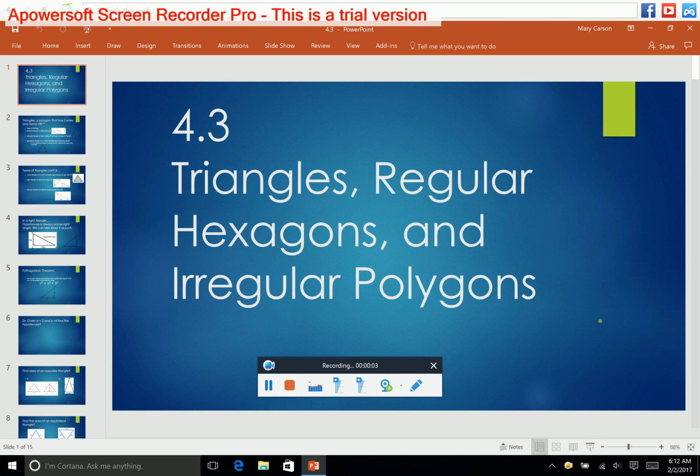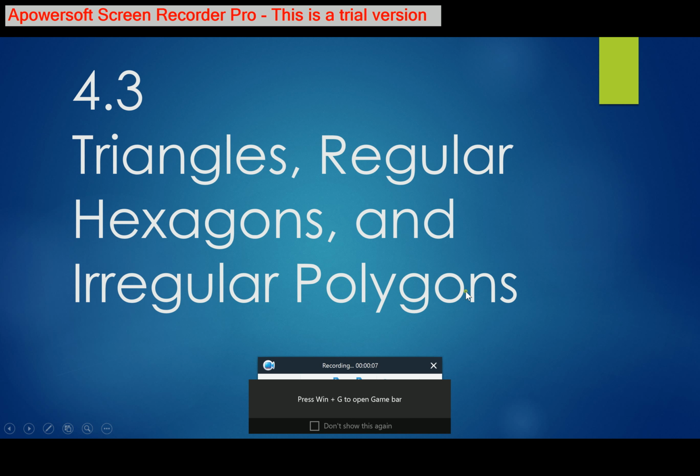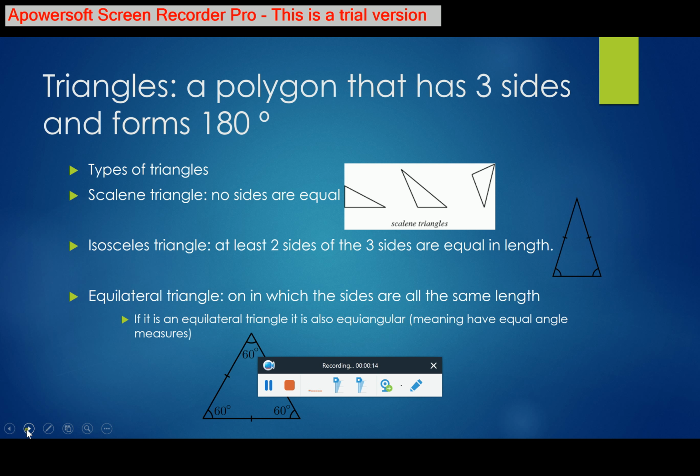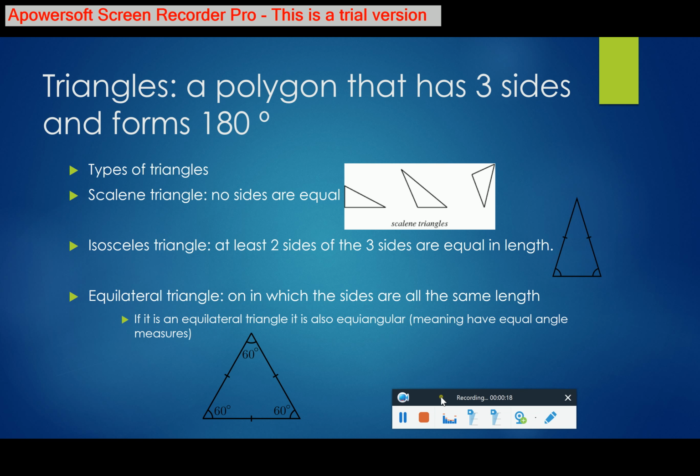Okay, so I wanted to go over some things on 4.3, which is on triangles, regular hexagons, and polygons. So triangles are polygons that have three sides and form 180. We've seen that in some of your other sections.